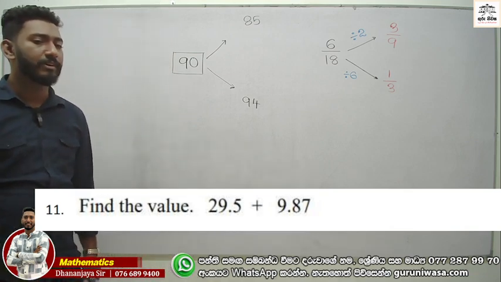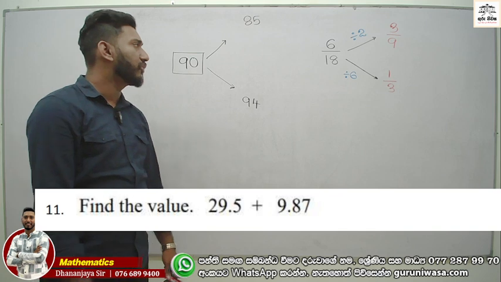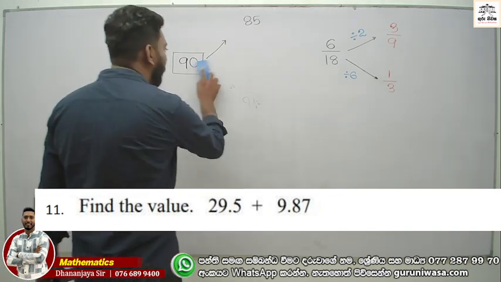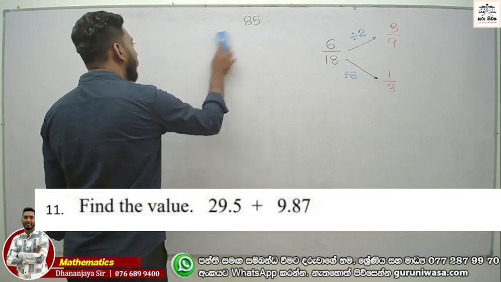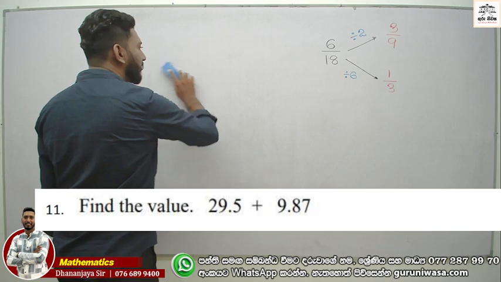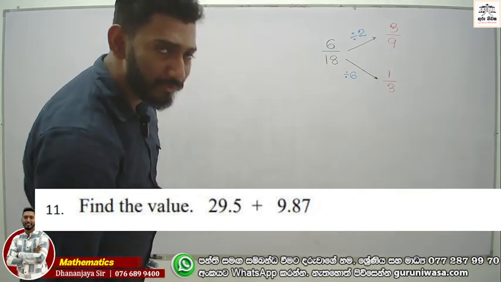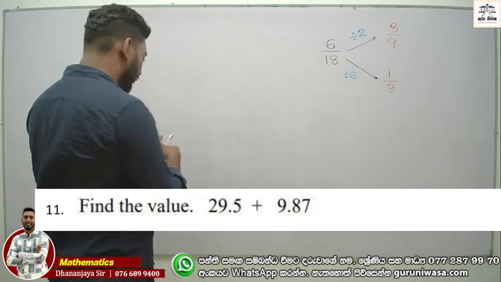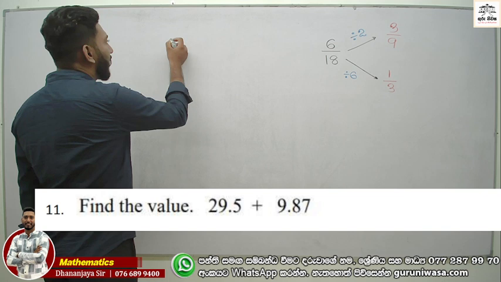Question number 11. Find the value of 29.5 plus 9.87. This is relevant to addition. Remember we talked about adding decimal numbers. What is the rule? Rule number 1 is you have to write it in a line, keeping the decimal point in a line. Now the first number is 29.5.